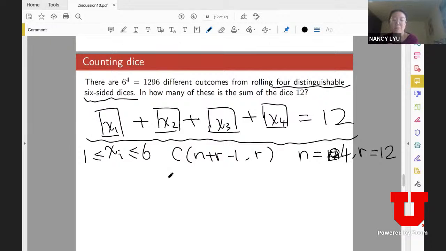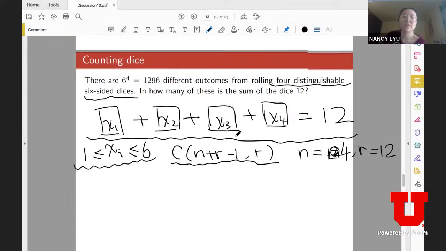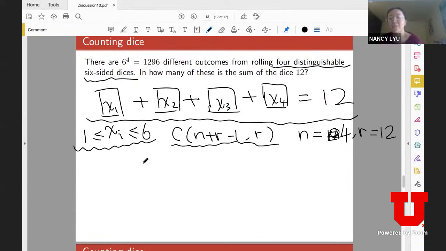So, but we cannot directly apply this since we have a limit here for our x. This will give you all the possible outcomes, no matter the value of x. So x can be 0 or x can be greater than 6. So we have to do some arrangement to find how many outcomes there are.